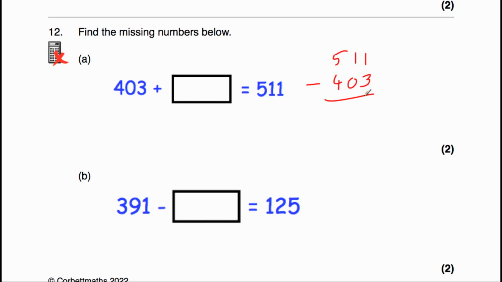So 1 take away 3 we can't do, so let's borrow. So that's a 0 and 11. 11 take away 3 is equal to 8. 0 take away 0 is equal to 0, and 5 take away 4 is equal to 1.